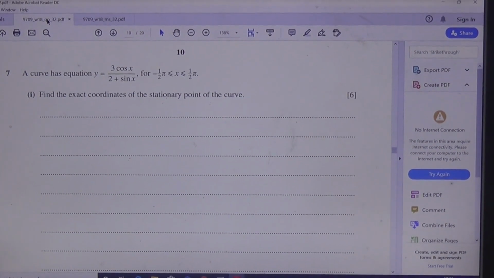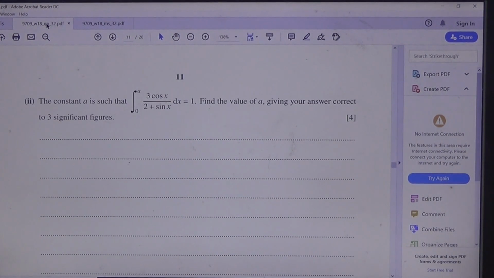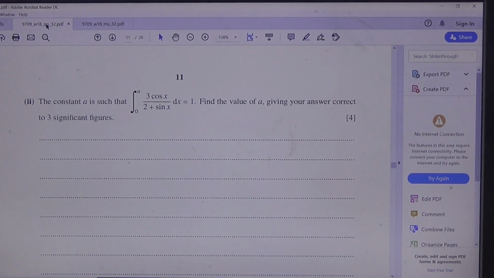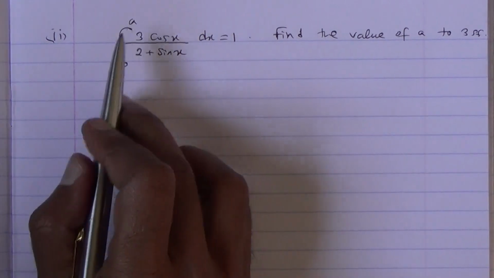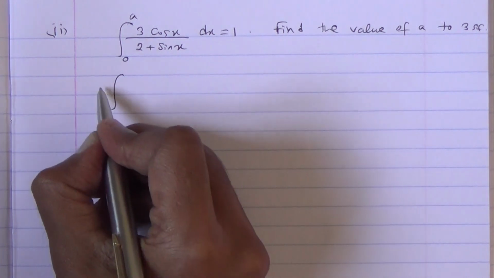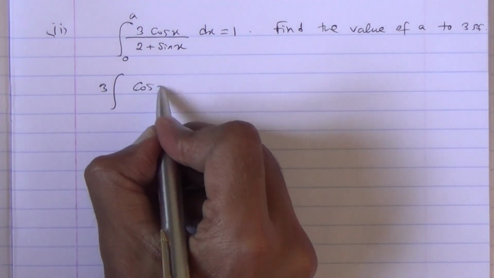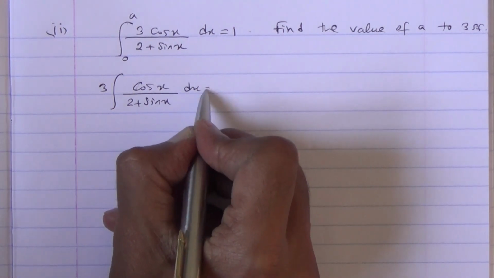Second part of this question: the constant a is such that the integral of 3 cos of x over 2 plus sine of x dx equals 1, with limits going from 0 to a. Find the value of a, giving your answer correct to 3 significant figures. We need to integrate this. The 3 can come out, which is a constant, cos of x divided by 2 plus sine of x dx equal to 1.